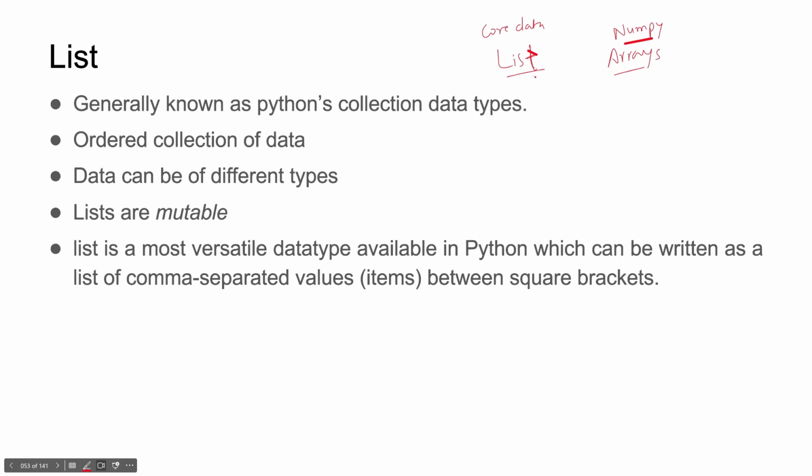So list is heterogeneous. Heterogeneous means it can have integer, float, anything. For example, 5, 16, Python, 2.5 or True, right? It can have any type of value: float, boolean, string, integer. It can also have any other object.